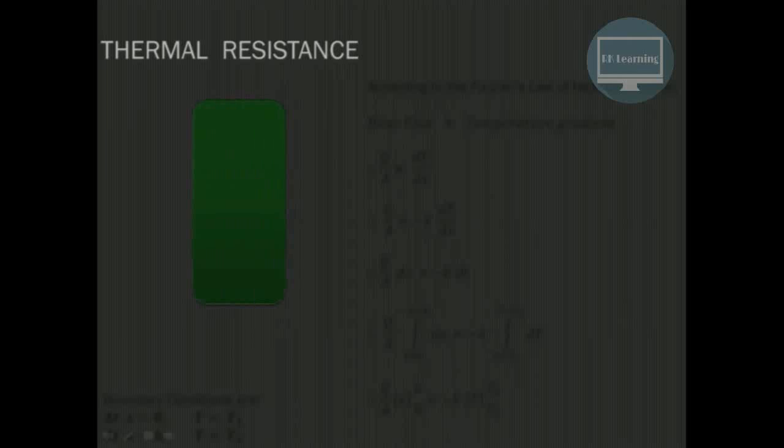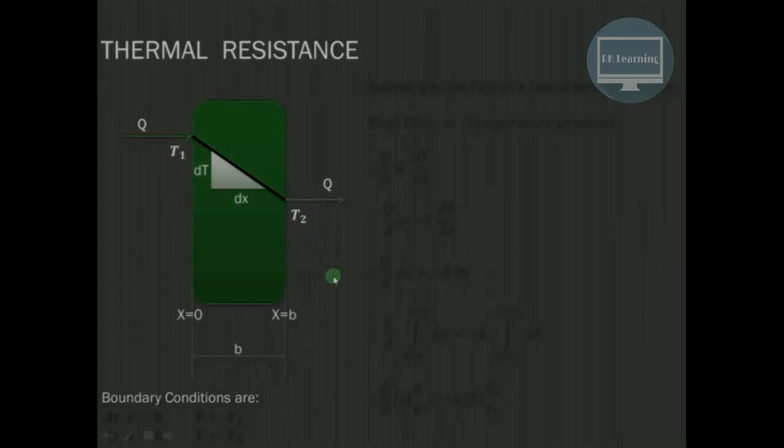So let us try to understand the concept of thermal resistance. Here we have shown a slab of width B. The heat is flowing in X direction, that is shown over here, from higher temperature towards a lower temperature. dT by dx is the slope or gradient. So here in this particular case, this dT by dx is known as the slope or gradient, or it is also known as the temperature gradient.